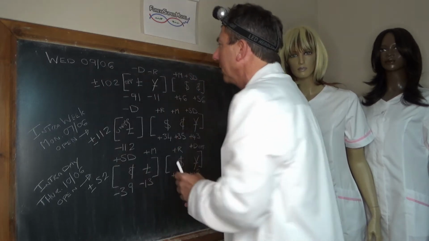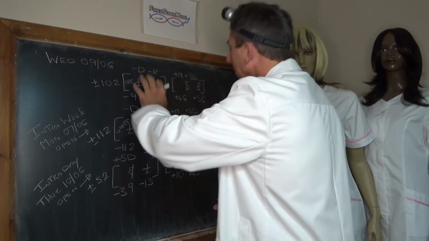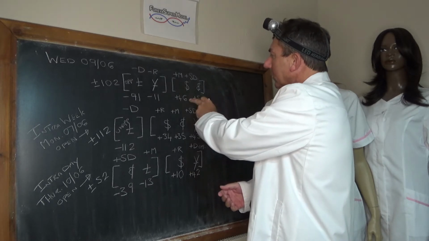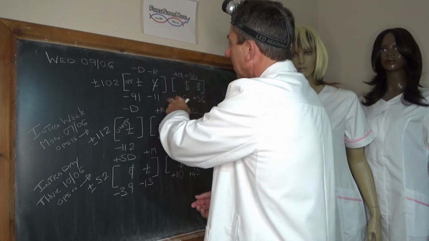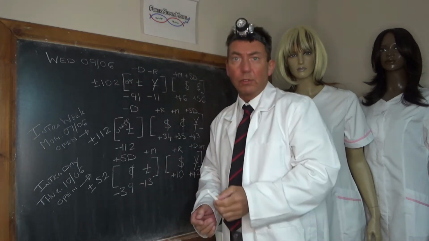Right, Wednesday the 9th, and yesterday we had a negative opposed driver in the pound at minus 91, front and back door flows mainly going into the euro at plus 56, into the dollar at plus 46, and the yen was the negative rock at minus 11, activity plus or minus 102.